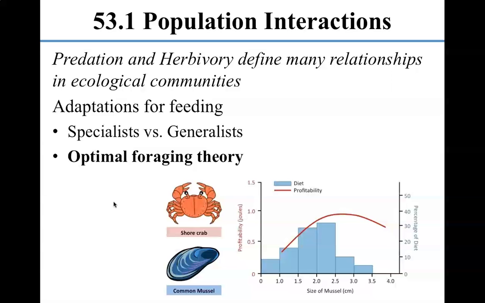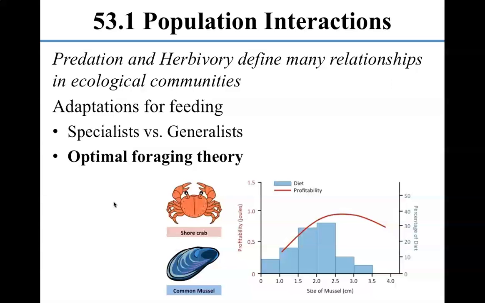Well, if you're a specialist, you're really good at getting that type of prey. And a squirrel is awesome at finding and eating acorns. But the problem with being a specialist is you're only depending on one type of food. So if all the oak trees die, there's no more acorns, the squirrels are in trouble. They can't easily switch to something else.